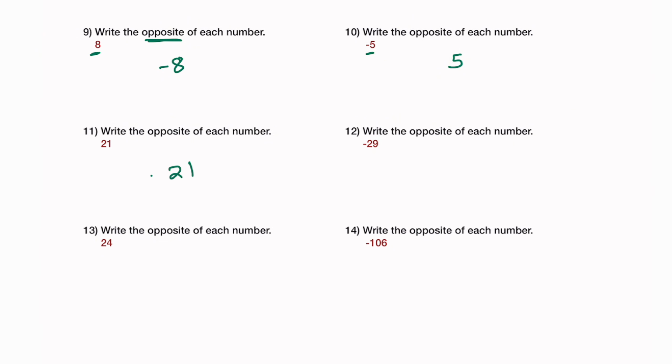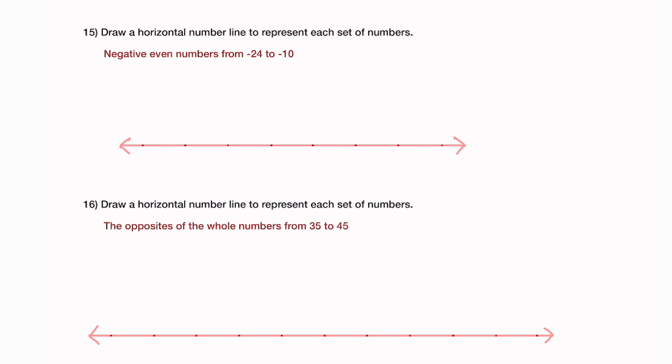21, minus 21. Minus 29 is going to be 29. 24. So it's going to be minus 24. And minus 106 is going to be 106. Were they tough? Not really, right? Just writing the opposite. So if it had a minus sign, you take it out. And if it has no sign, you just add a minus sign. That's it.